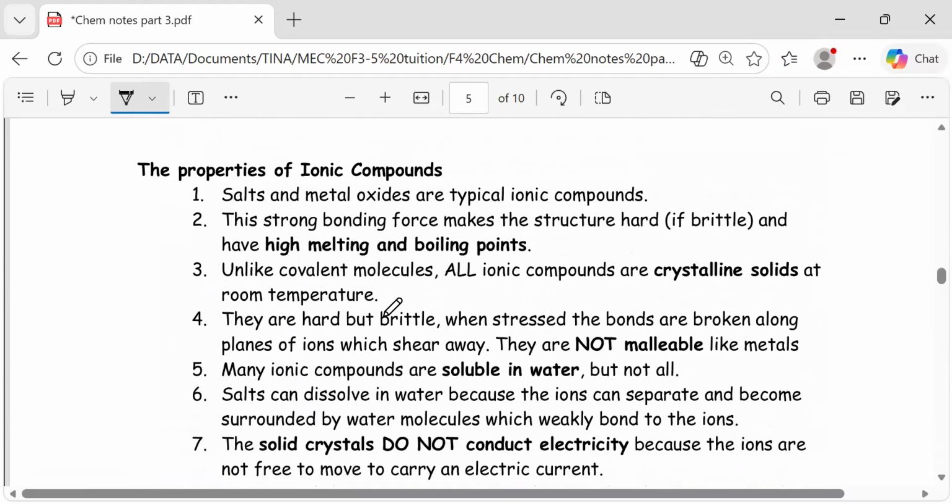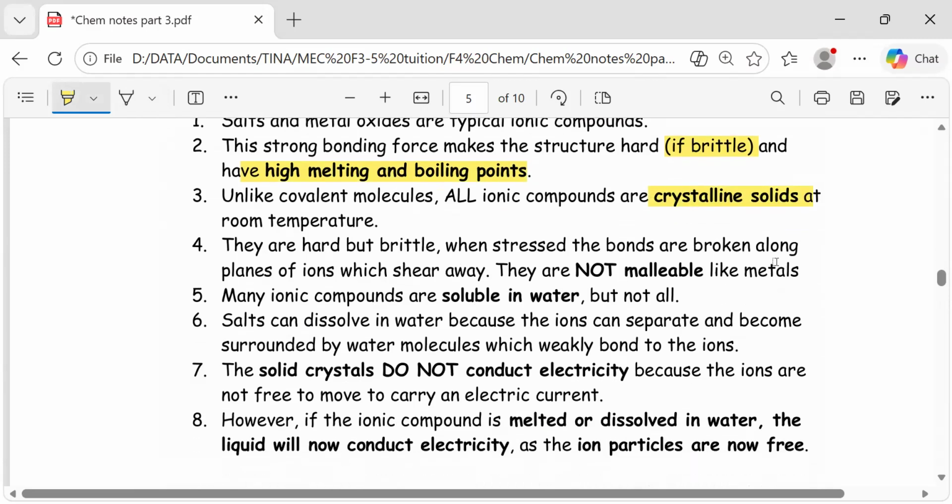If you look at your notes here, these are all called the properties of ionic compounds. Salts and metal oxides are typical ionic compounds. These structures are brittle. Brittle means you take a piece of salt, you can crush it. It is hard but brittle. High melting point and boiling point. They are crystalline solids at room temperature. They are not malleable, but they are soluble in water. They can dissolve in water because the ions can separate.